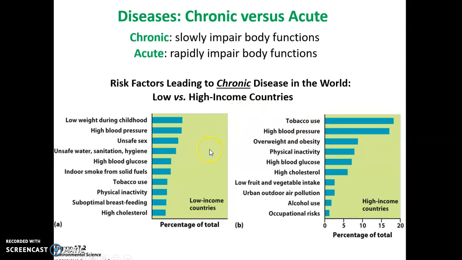Okay, now when we look at low-income countries, we see that they face an opposite problem to obesity, which is low weight during childhood. Low weight during childhood does affect neurological development. High blood pressure is also an issue, and unsafe sex, which lead to other chronic diseases. And some of these others that can be tackled, we can tackle low weight during childhood, we can tackle unsafe sex, and we can tackle unsafe water, sanitation, and hygiene, as we've talked about before. And so that would be our goals if we're looking to improve physical health in low-income countries.